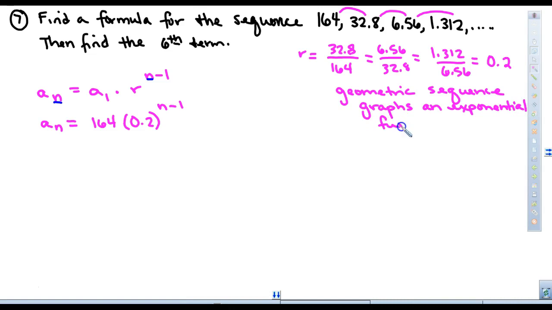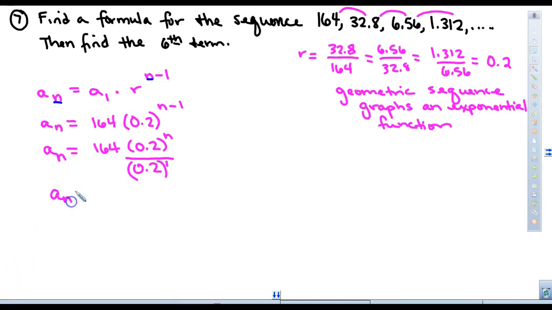Okay, so what I'm going to do here is I'm going to say that a sub n is equal to 164 times, I'm going to split this exponent right here and say that it's times 0.2 raised to the n divided by 0.2 raised to the first power. That's because your law of exponents says that if you're dividing like bases, you subtract your exponents. So 0.2 raised to the n minus 1 is the same thing as 0.2 to the n divided by 0.2 raised to the first power.